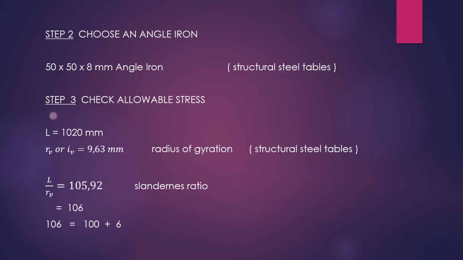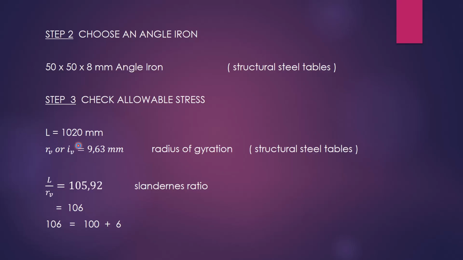Step number 3, we are going to check the allowable stress. The allowable stress is the maximum allowable stress, meaning anything more than that is not going to be suitable. Now let's have a look at the length here. This is the effective length which I've calculated, which is 1020 millimeters. We're converting 1.02 meters to millimeters, because our radius of gyration is in millimeters, so the units must be the same.